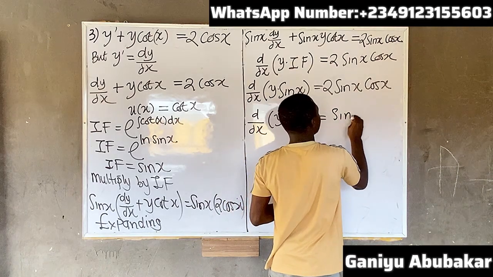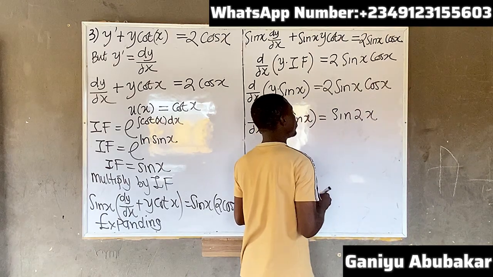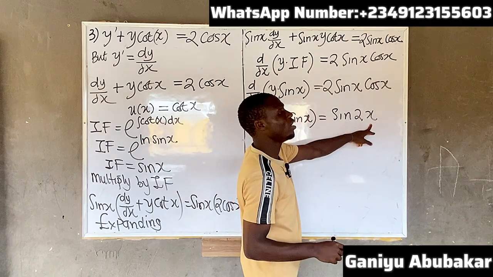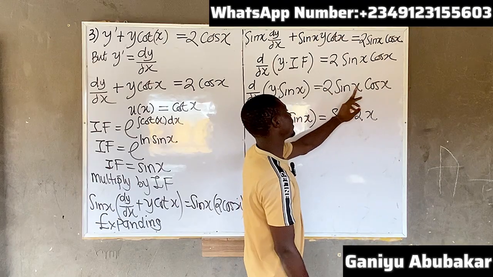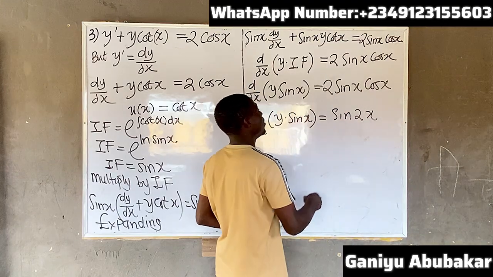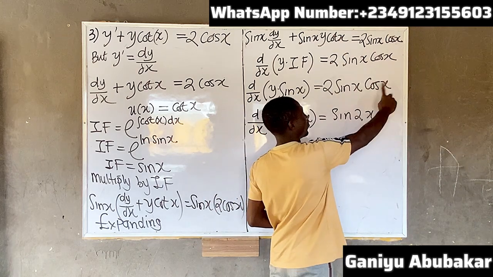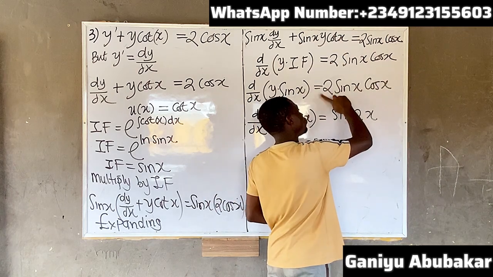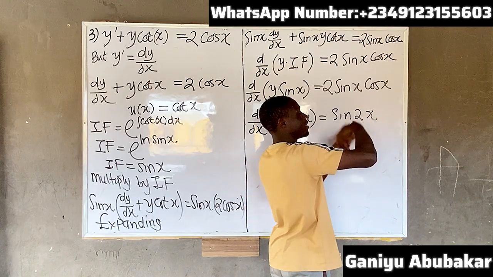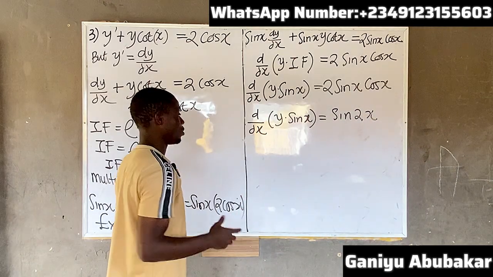So sine 2x. Note that sine 2x is equal to 2 sine x cos x. This is a trick identity. So if I'm seeing 2 sine x cos x, it can be replaced as what? Sine 2x, right? That's from trig functions.